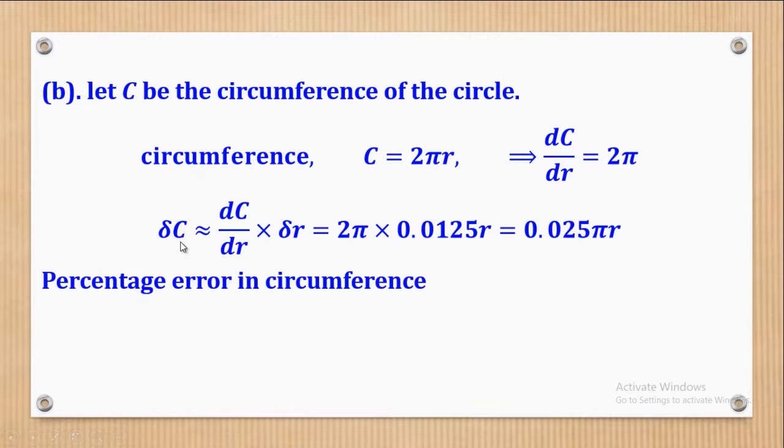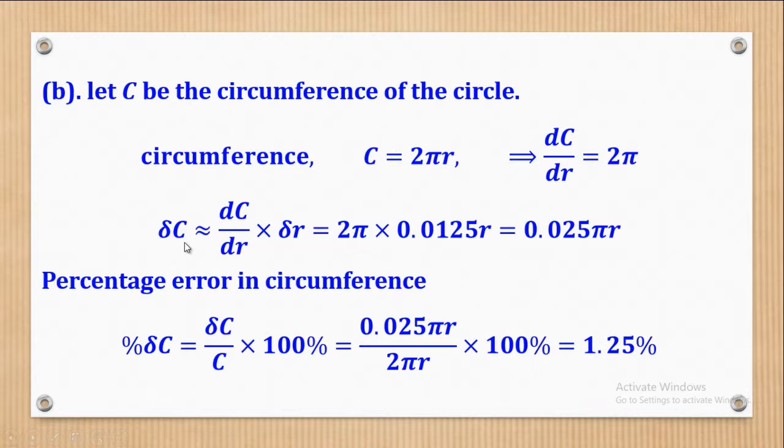But remember, they want the percentage error in the circumference. So I say that percentage error in circumference is equal to error in circumference over total circumference multiplied by 100. So my small change in C was 0.025 pi r. So I substitute for small change in C, substitute for C, and multiply by 100. In the end, I'll come up with 1.25% as my percentage error in circumference.